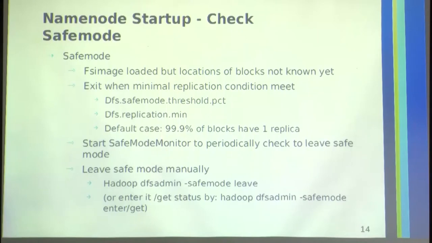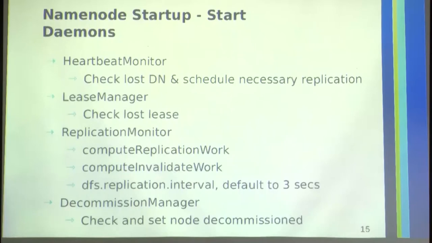So the data nodes will start reporting, and again, we'll talk about that later. There's a safe mode monitor that will check this condition and then leave safe mode. Or, as an administrator, you can just tell it to leave safe mode. You start it up, I don't want to wait around for you, I just want to start writing files or something like that. So you can just tell it to go out of safe mode, right?